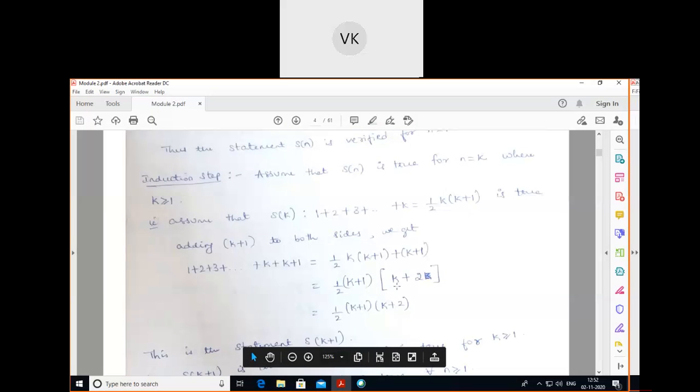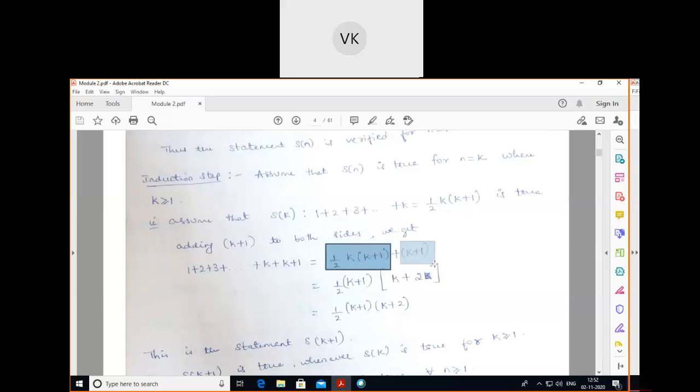How do we simplify? As usual, by the mathematical process. Here, in 1 by 2 k into k plus 1 plus k plus 1, k plus 1 is common in these two terms. I have taken k plus 1 common, and the remaining is 1 by 2 k.